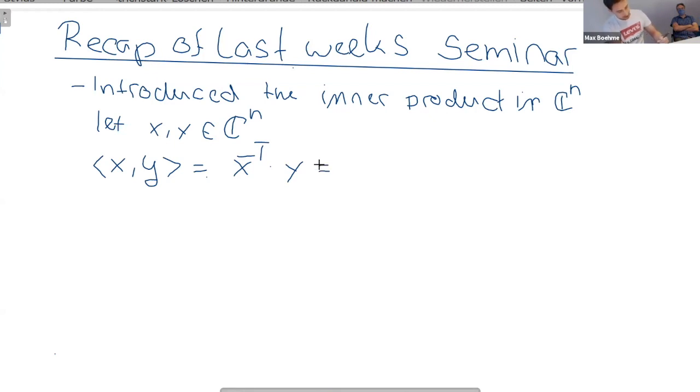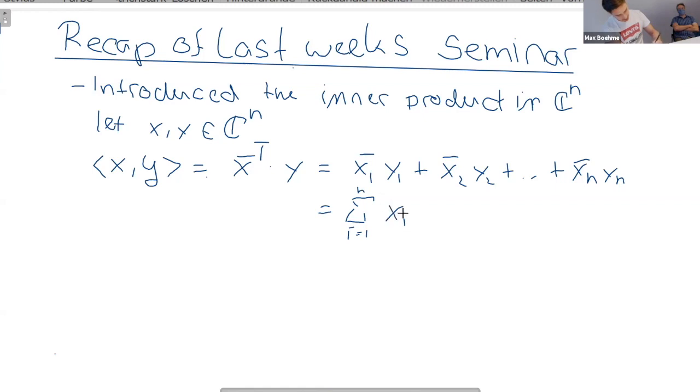So this looks like the following. We transpose the first argument, so this is the first number in the vector, and we add this together. We do the same thing for the second number and so on until we've reached the nth number. To write this in a shorthand notation, you can simply write this as a sum from i equals 1 till the number of dimensions we have, x_i conjugate times y_i.